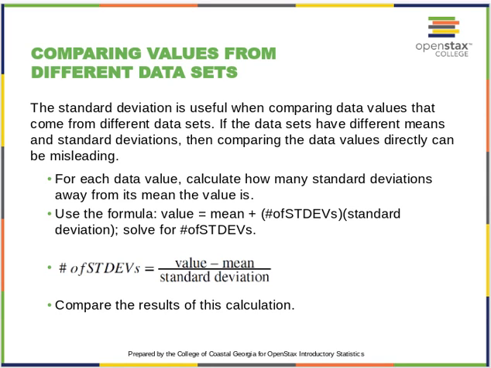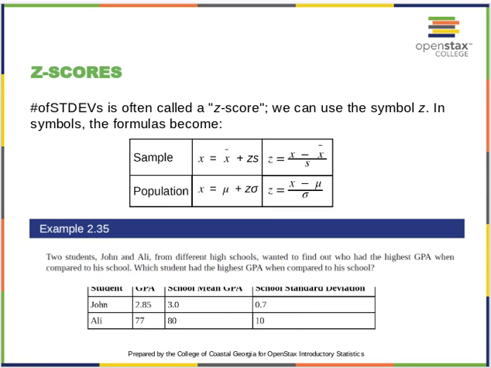So if I'm looking at a sample, it's going to be that sample mean minus the mean over the standard deviation. And that value really could stand for a lot of things depending on what the question asks. What that number of standard deviations is called is a z-score. We can use the symbol z to describe this.